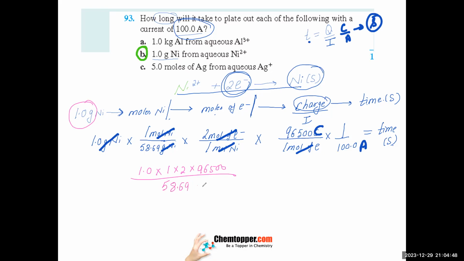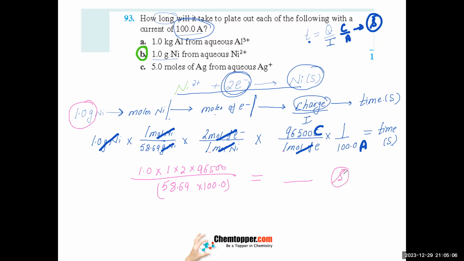58.69 in the denominator and 100 also. These ones are also there. These two ones are also. So pick up every number so that by mistake you should not leave any number. And put your answer in two significant figures.